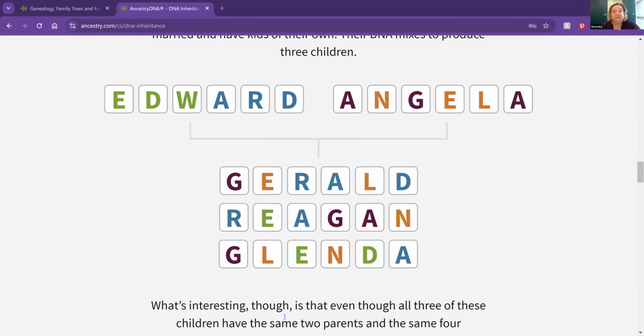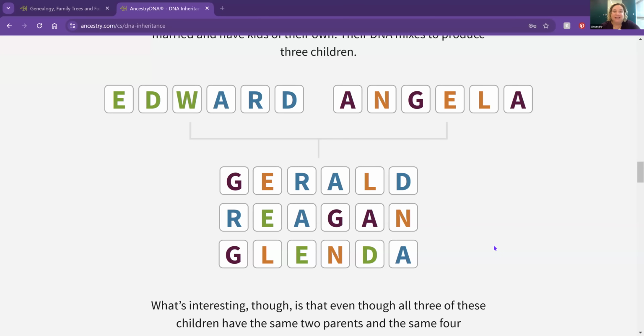Now we can tell that there's some similarities, right? All 3 of these children have a G from mom. They look alike. A couple of these children have an R from dad. All 3 of them have an A from dad. A couple of them have an N from mom. Do you see? So they have things in common because they are siblings, but they do not have identical DNA because they are not identical twins. They are just full siblings in this case.